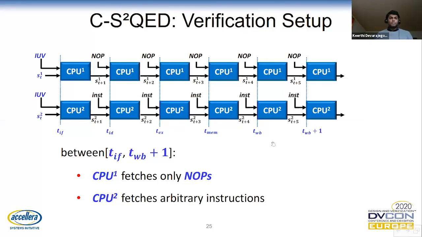One more assumption we make is that on CPU1, starting from TID, we again enforce that it only fetches NOP instructions. This constraint is not really important when it comes to finding the bugs. It's only important so that we reduce some complexity for the formal tool. Otherwise, there is no relation with respect to the processor bugs. And again, on CPU2, there are no other constraints, and any instruction can be fed into the CPU2 instance. Okay, so this is how the verification setup looks for the C-S²QED.